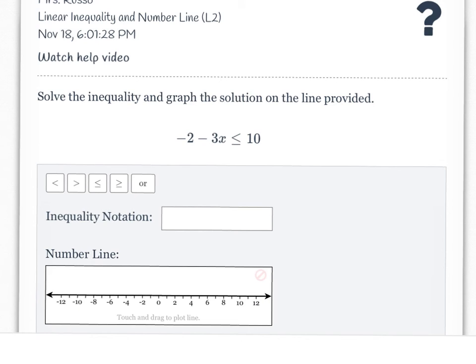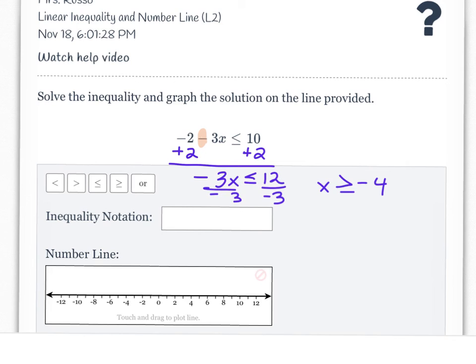Okay, and then the next type of problem is what we were just talking about, solving and graphing on the number line. So to solve this inequality, first thing I notice is there's a negative in front of that x. So I'm going to have to keep that new rule in mind. But otherwise I solve it like any other equation. I'm going to add 2 to both sides, keeping it balanced. -3x is less than or equal to 12. And then I'm going to divide by -3. And I get x is now greater than or equal to -4.